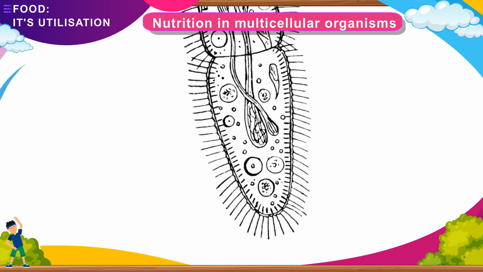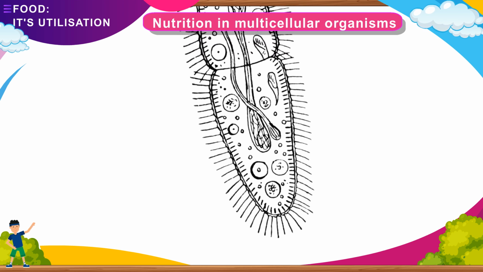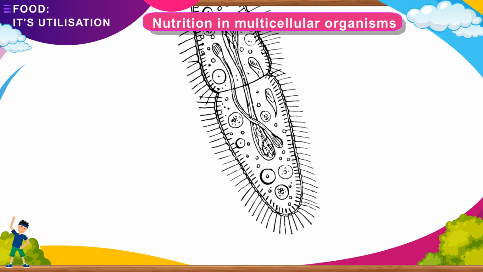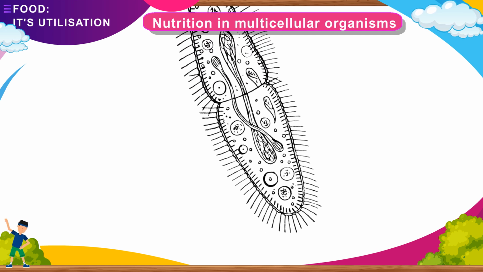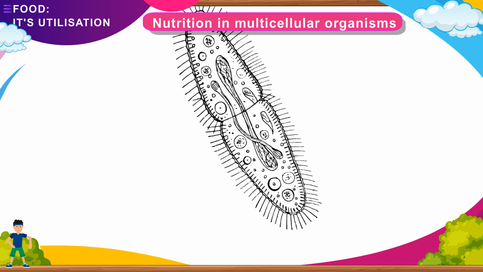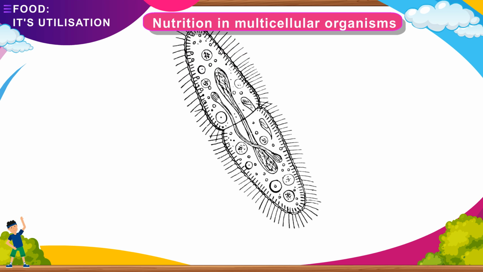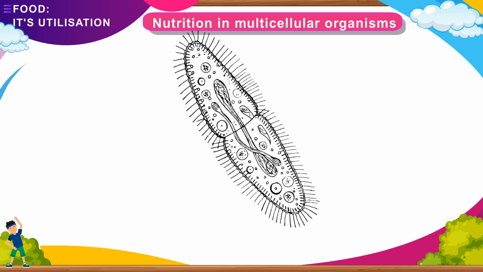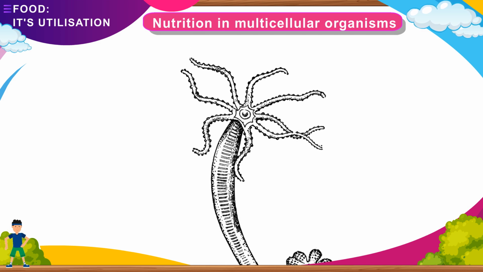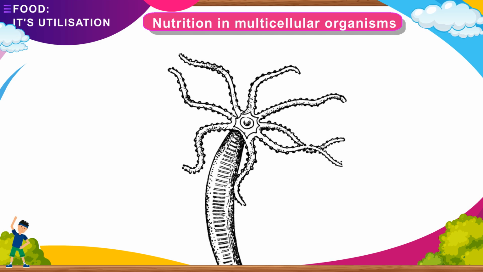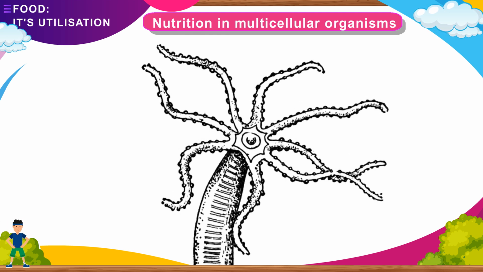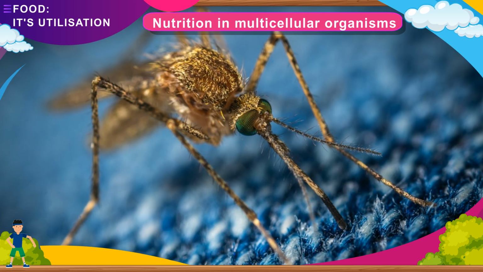Nutrition in multicellular organisms. In higher multicellular organisms, all these steps of holozoic nutrition change according to the type of animal and its food, especially the mode of ingestion. In Paramecium, which is also a unicellular organism, the food is pushed into an opening called the oral groove by hair-like projections called cilia. In Hydra, which is a multicellular microscopic organism, the food is brought into the body cavity by projections called tentacles.